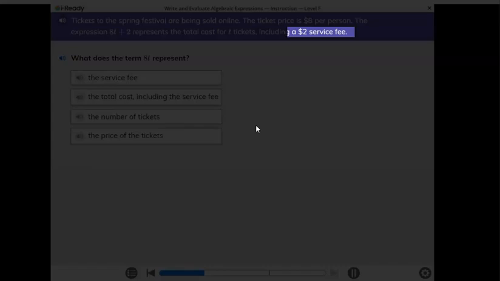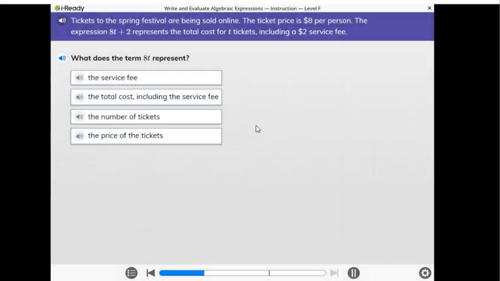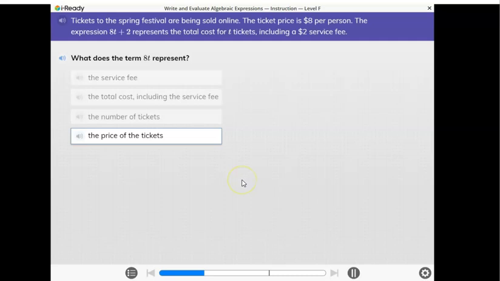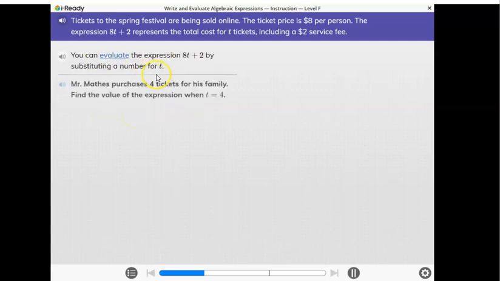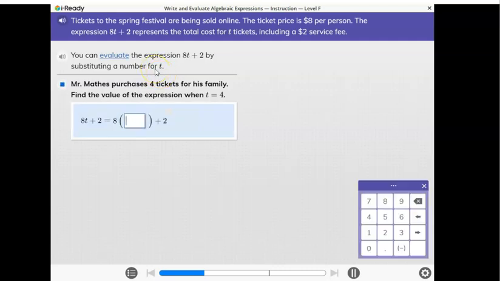So when we see the expression, the term 8T, I know that means 8 times T, which in the word problem we have tickets, and it's $8 a person. So I'm assuming that if it's 8 times T, then we're looking at the price of the tickets, and we can evaluate by substituting the number of tickets with T.